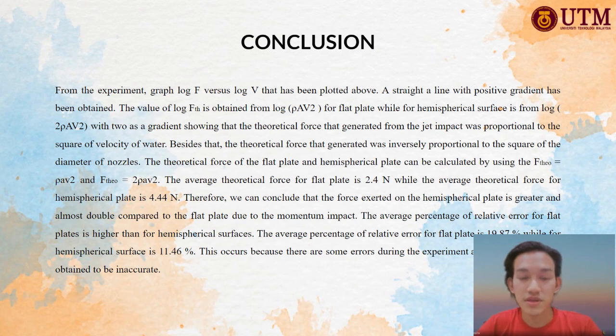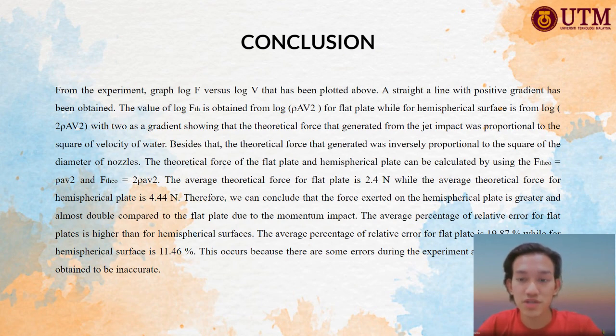So the theoretical force for the flat plate and the hemispherical plate can be calculated using F theoretical equals rho A V squared, and F theoretical 2 equals 2 rho A V squared. The average theoretical force for the flat plate is 2.4 Newton, while the average theoretical force for the hemispherical plate is 4.44 Newton. Therefore, we can conclude that the force exerted on the hemispherical plate is greater, almost double compared to the flat plate, due to the momentum impact.